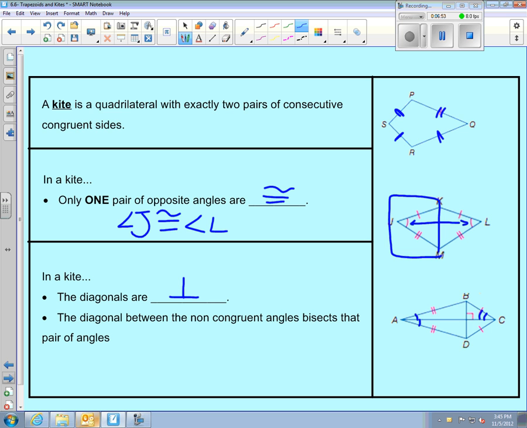So I'm going to throw in some marks. Down by the A's, I did 1 mark, and down by the C's, I did 2, because those two angles are not congruent to each other. So I can say that AC bisects angle A and angle C.